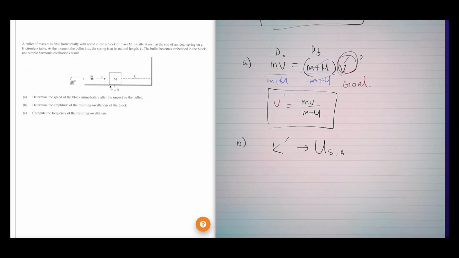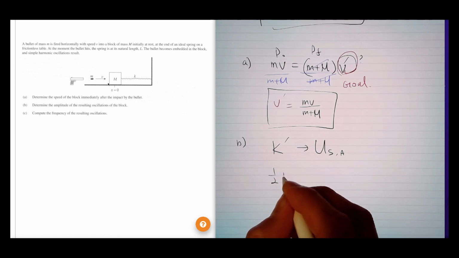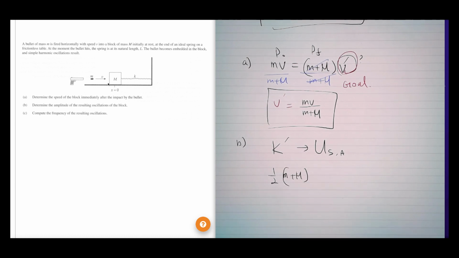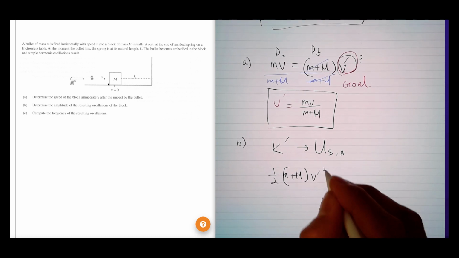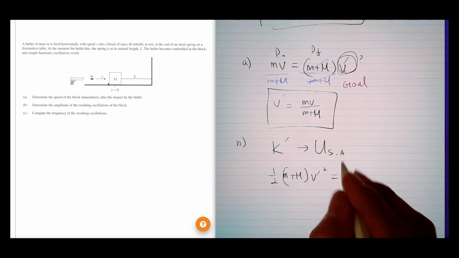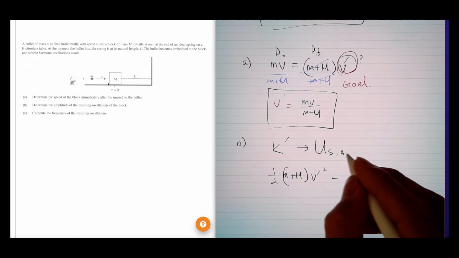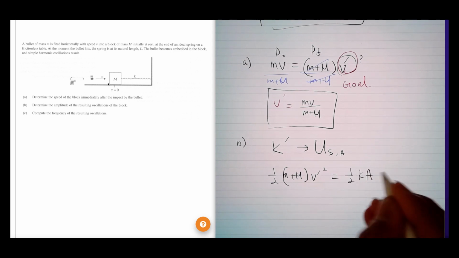So the kinetic energy after the bullet collided with the mass M on the spring is 1/2 times small m plus big M, right? After the collision, the small m and big M are together. And then v prime squared is equal to the spring potential energy. At the amplitude, the kinetic energy is gone. So yes, it's 1/2 K A squared.